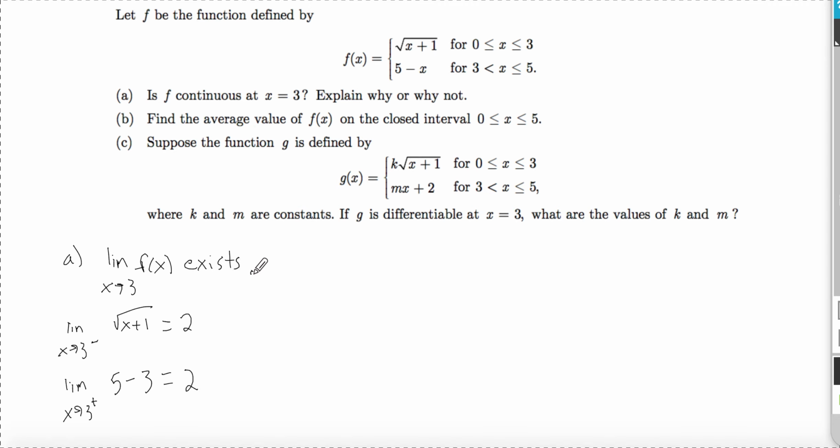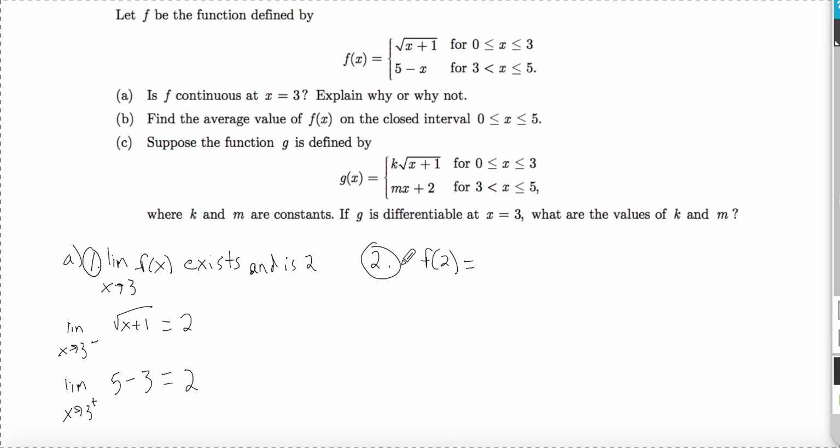I can even say and is 2. Okay, that's the first thing I need to check. I'm going to number it. The second thing I need to check, so I checked the limit. The second thing I need to check is, does f of 2 exist?